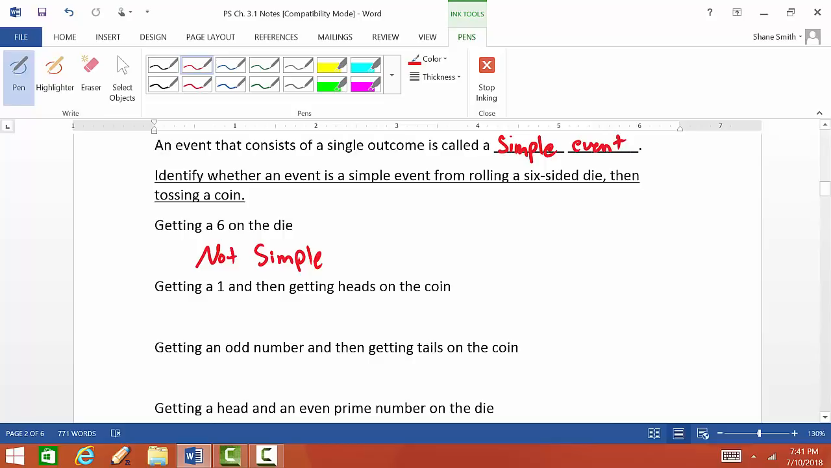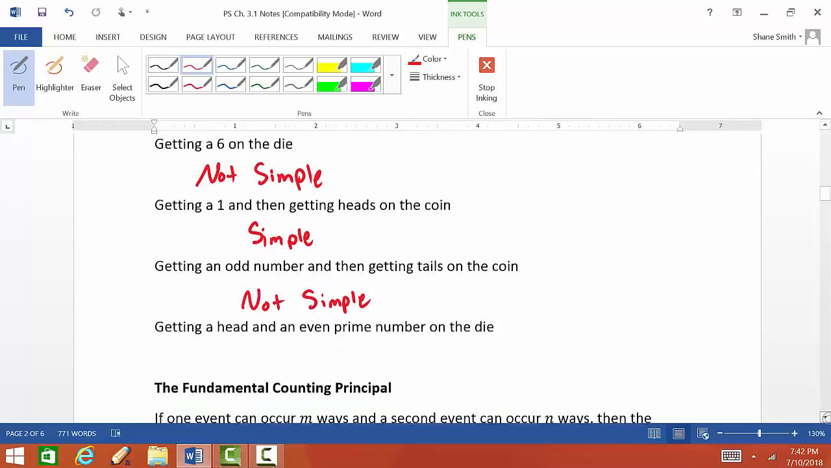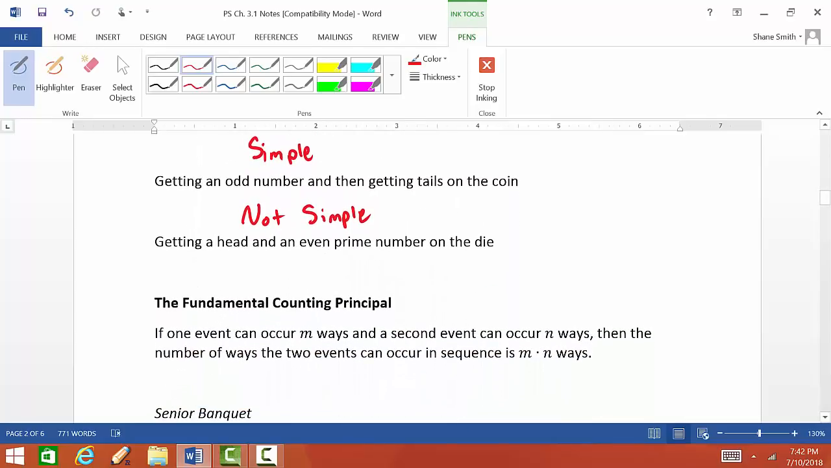Okay, what about getting a 1 and then getting heads? That is simple. Getting an odd number and then getting tails, that is not simple, because there's multiple odd numbers. And getting heads and an even prime number, and you should know that the only even prime number that exists is 2. So another way to phrase this is getting heads and getting a 2. So this is simple. There's only one way that can happen.